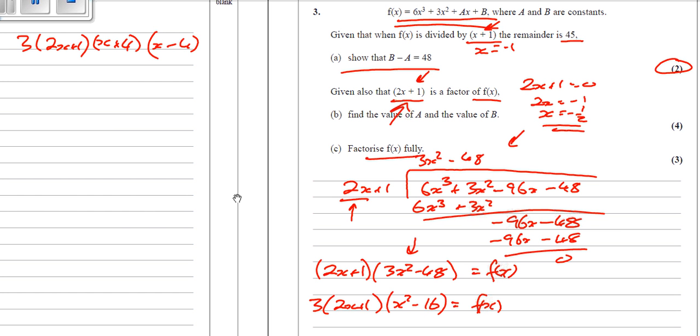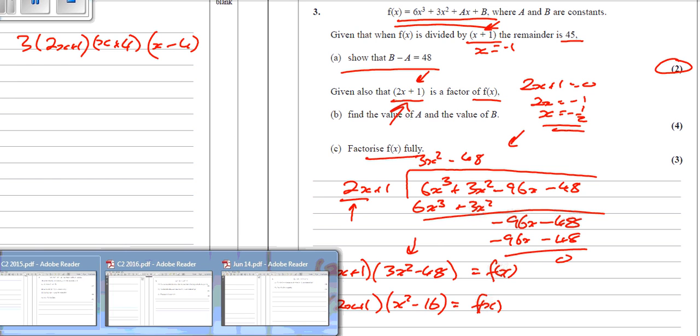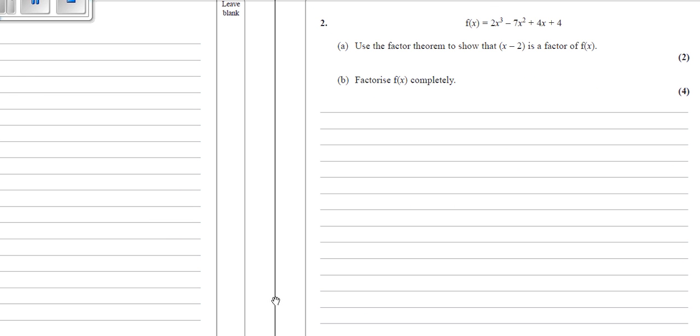And then again, that's that question done. So that's another 9 marks. So that was a 2015 paper. Now, a 2014 paper. Again, question 2, so it's not going to be too strenuous. But again, it's looking pretty much the same thing.